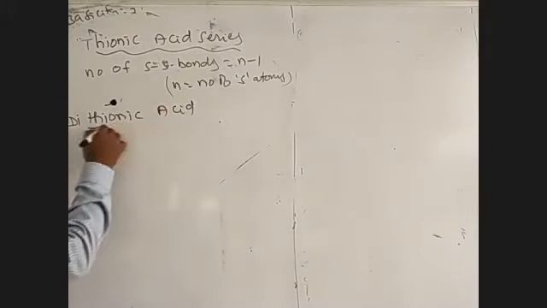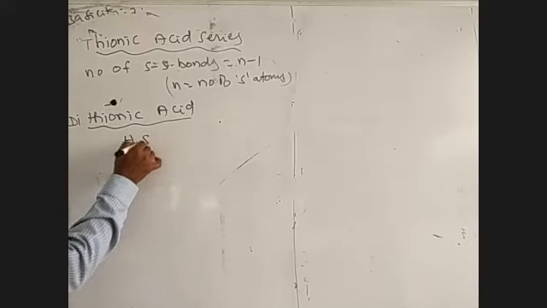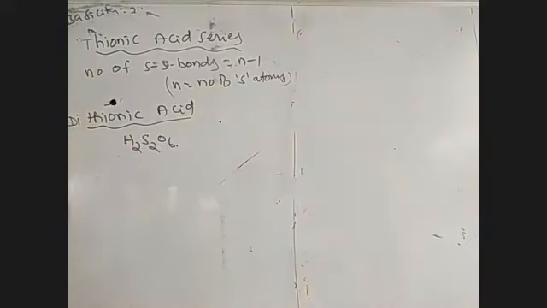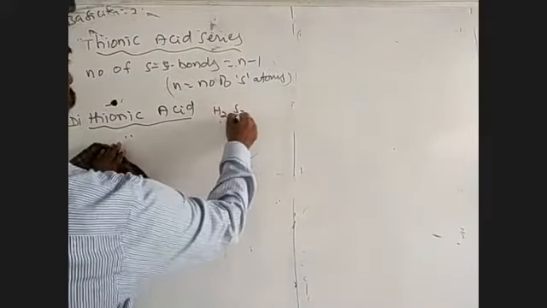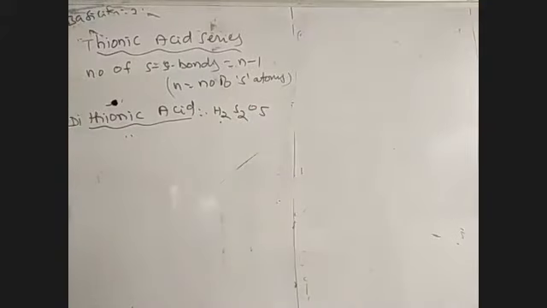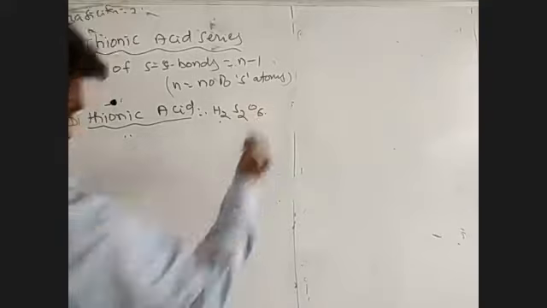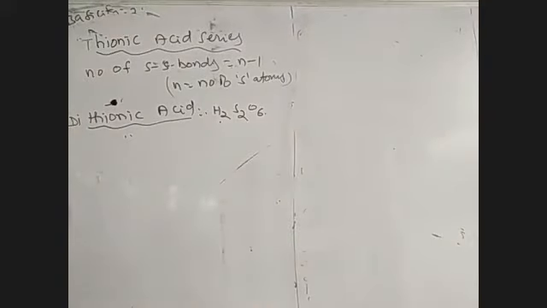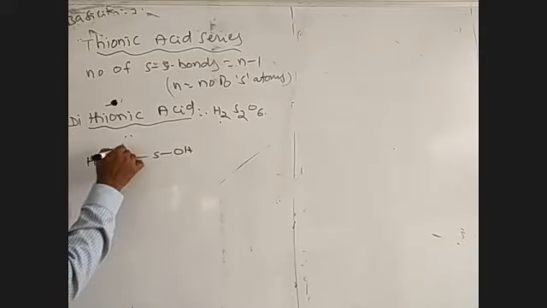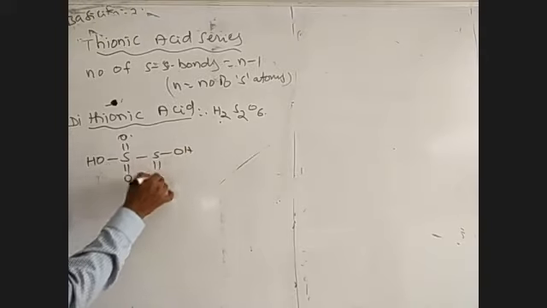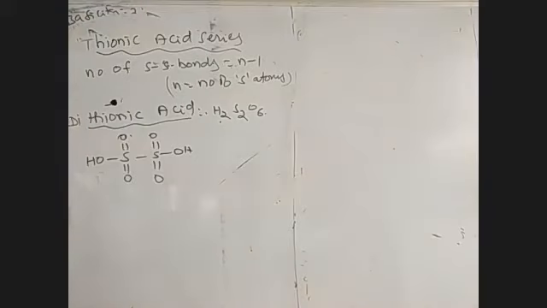Dithionic acid has the formula H2S2O6. In this, there is an S-S bond. The basicity of this acid is 2, which means it has two OH groups. The remaining oxygens are bonded with double bonds. This is dithionic acid. There are 2 sulfur atoms, so 2 minus 1, one S-S bond exists.